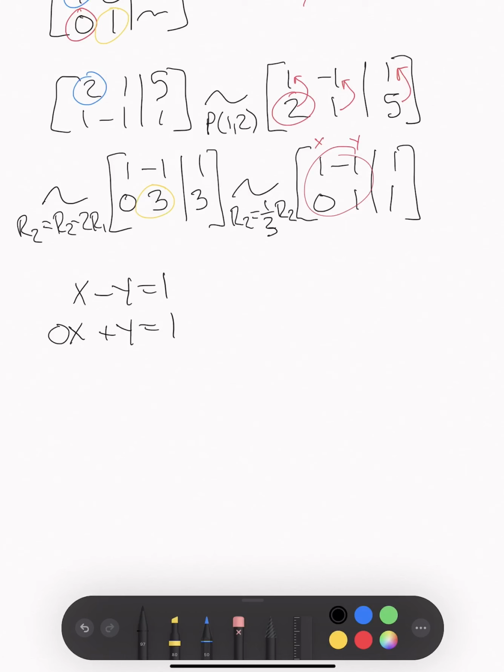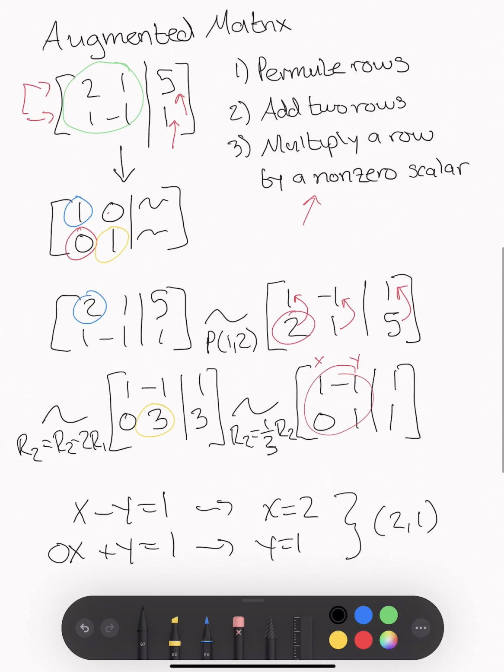And so you can see now I can easily read off my solutions. This bottom row tells me y is equal to 1 simply. And then this top row, if I know that y is equal to 1, tells me that x has to be equal to 2. So then we get the solution (2, 1) by doing these row operations to this matrix.